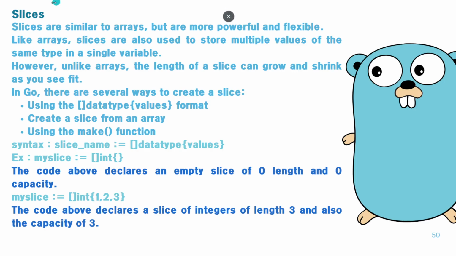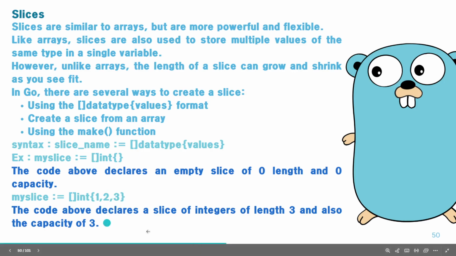So here is the syntax that we use to declare the slices, which is basically slice name, then the data type with square brackets and the values that we want to initialize it with. In this case, this is an empty slice that we have initialized, so its length is 0, but we can also initialize it with some value, and in this case the length will be 3 and also the capacity of the slice will be 3.